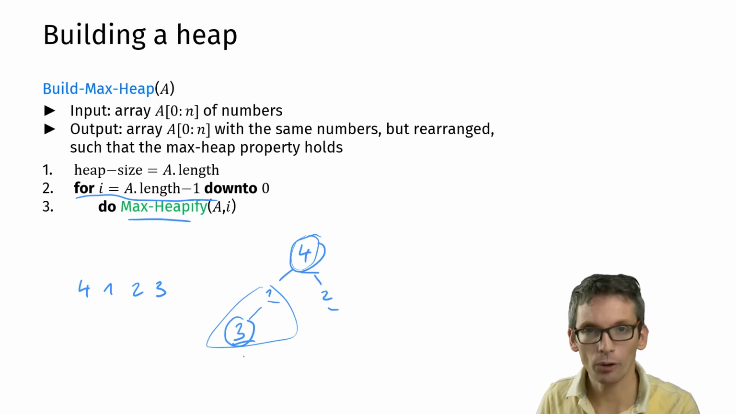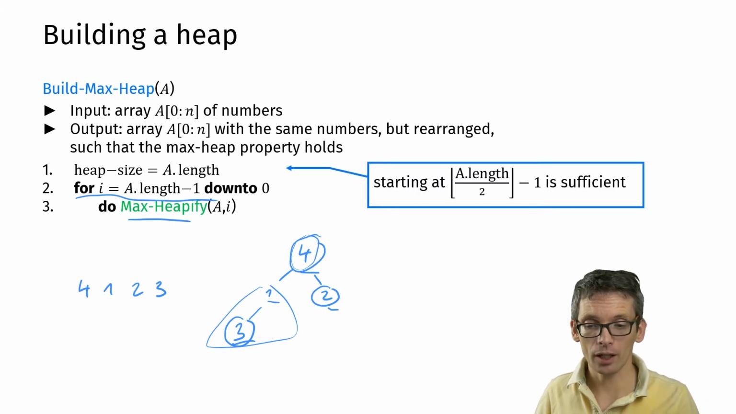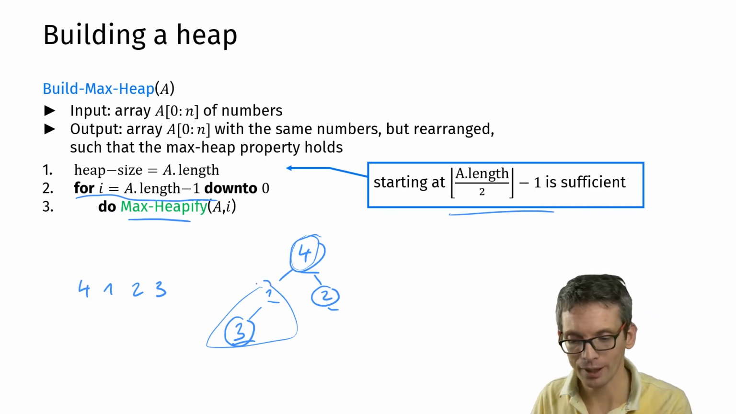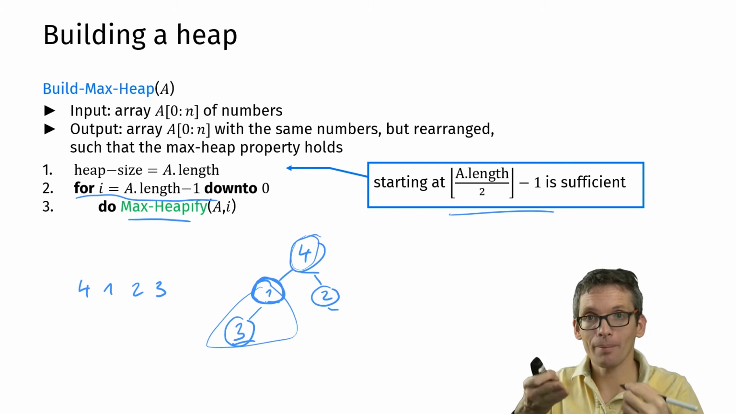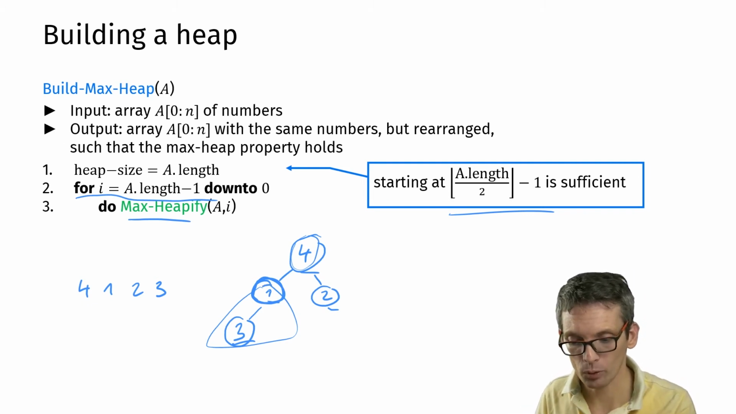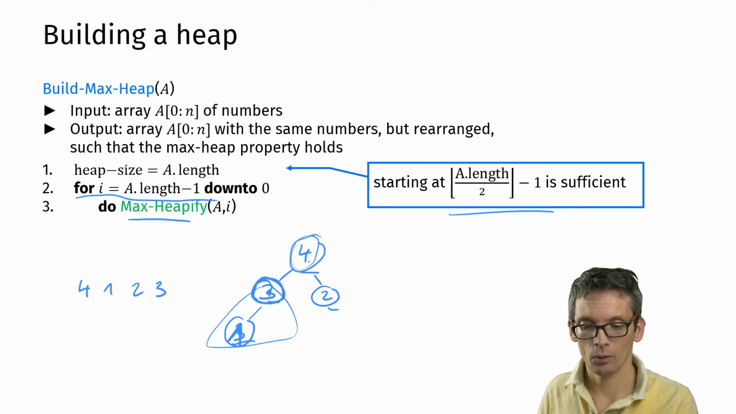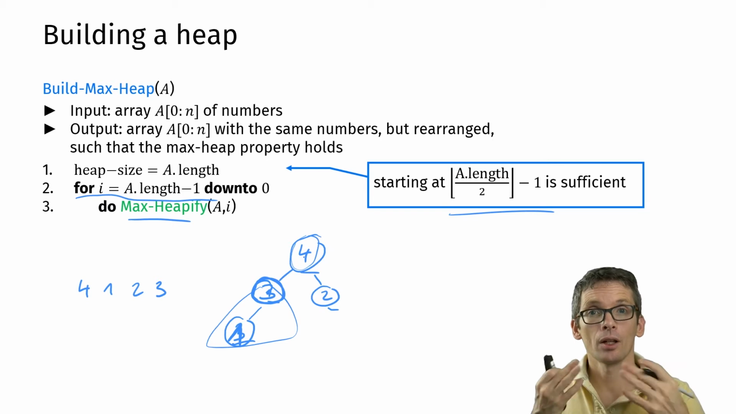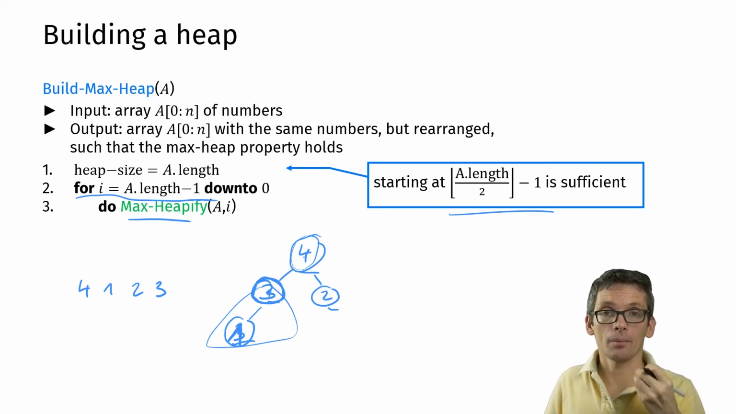Now Max-Heapify on 3 doesn't make much sense because it's only one node. Max-Heapify on 2 also doesn't make much sense because it's only one node. So we can actually start this at the length divided by 2 minus 1, at this node here, at the 1. So we call Max-Heapify on 1. This will swap the 3 and the 1. And then we call Max-Heapify on this 4 here. Okay, the 4 is already in the right position. So we're done. In this way, we have constructed a max heap.